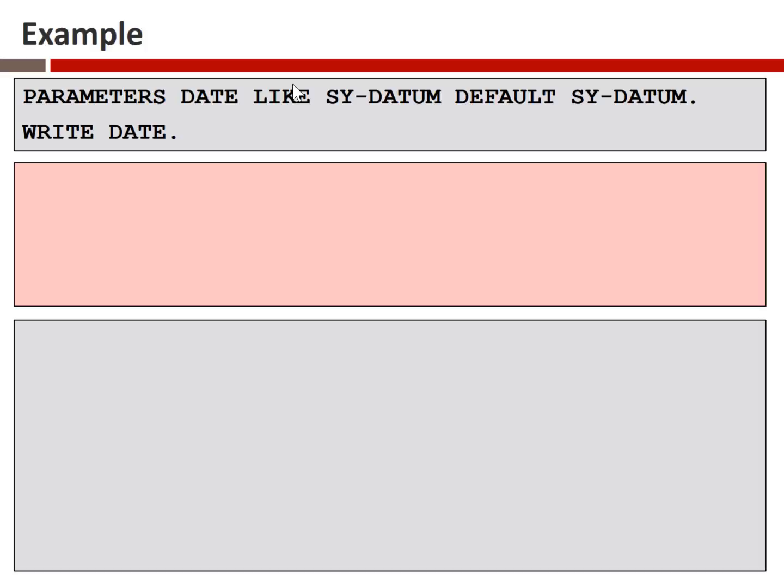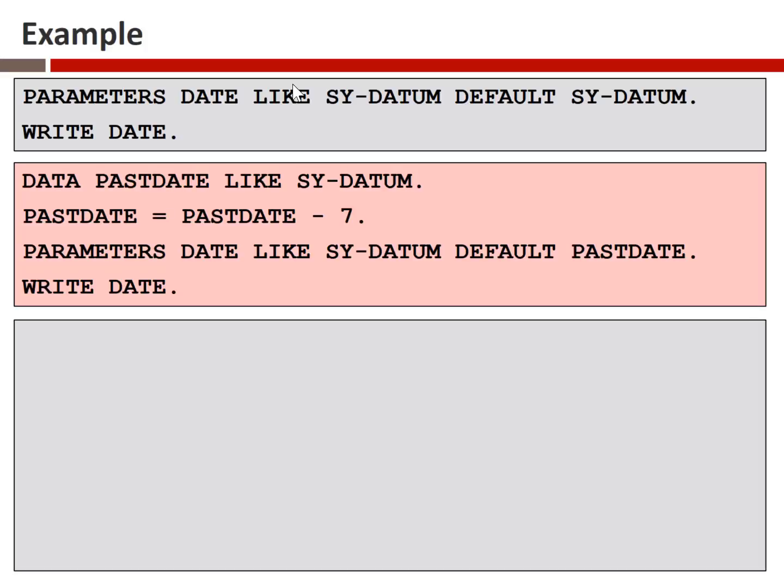And then what we observed is, although this looks like it should work, data past date, like sy datum, past date equals, and that should say sy datum minus 7 because past date hasn't actually been assigned a value there. So you might want to pen correct that.